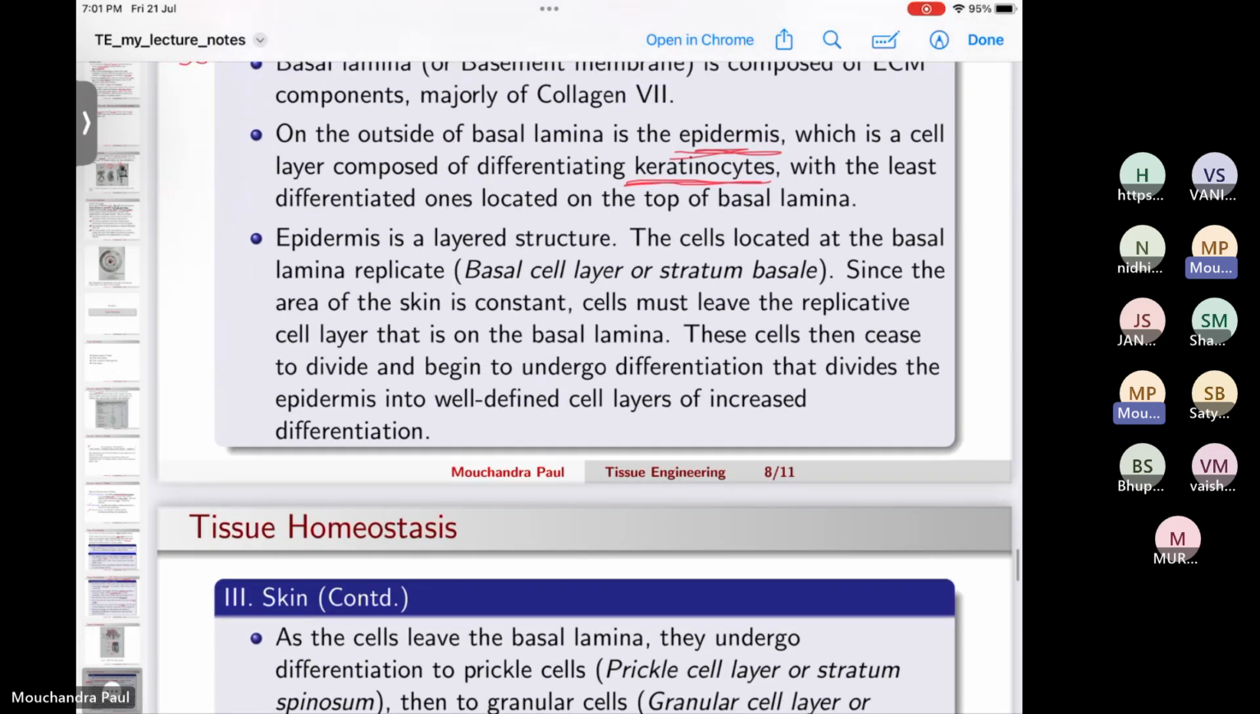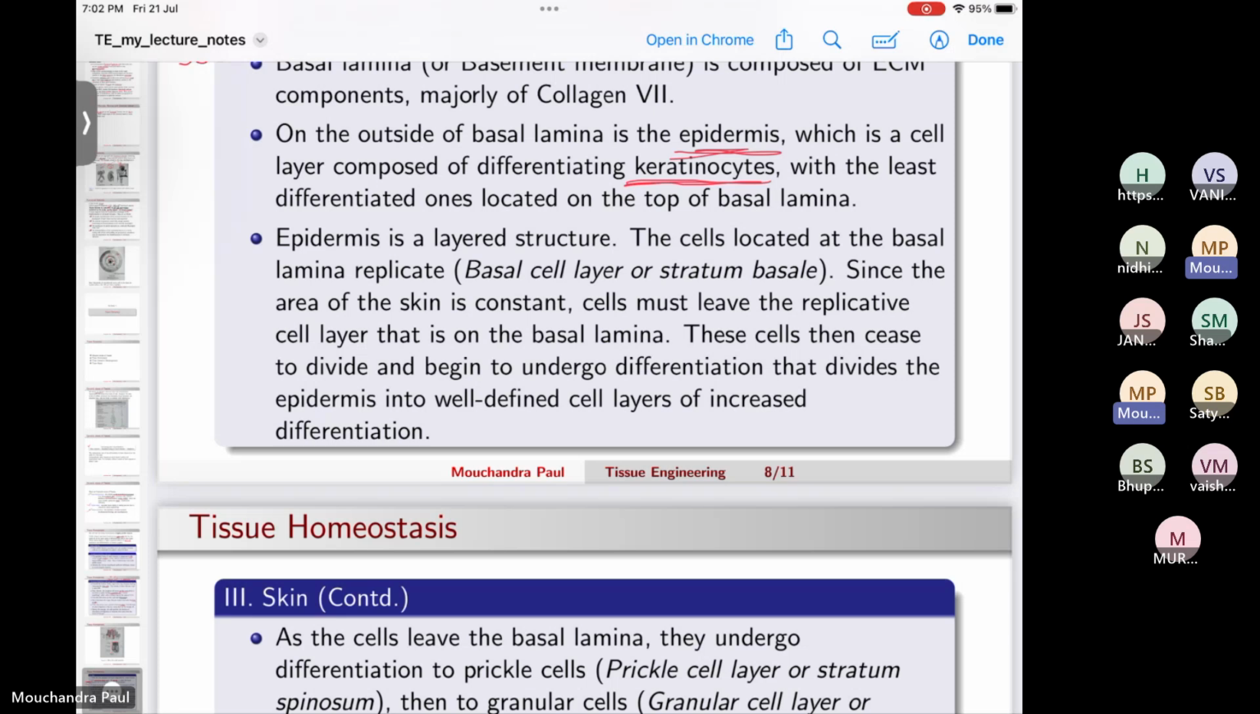Now, the epidermis is a layered structure, as I already mentioned, and the cells located near the basement membrane are the least differentiated. In the layer of cells present near the basement membrane, people have found a few stem cells. These are dormant cells, as I already told. One of these stem cells gets activated and starts dividing. So now these divided cells will undergo differentiation.